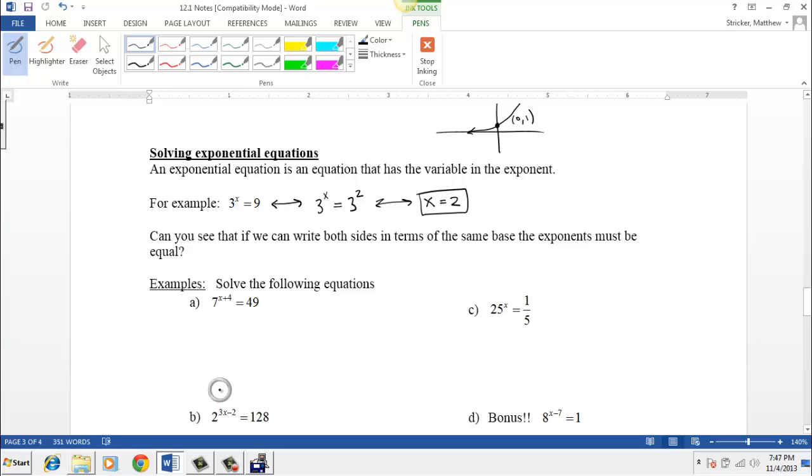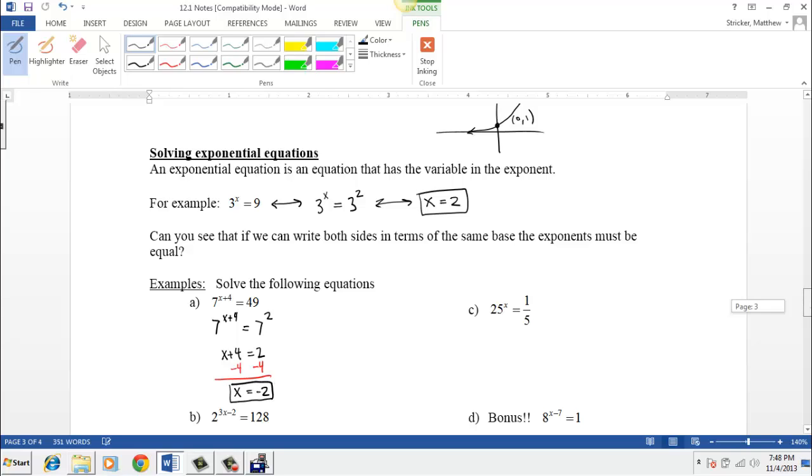For example, in example A, we have 7 to the x plus 4, and we know that 49 can be written as 7 squared. Right? 7 squared is 49, so if we can rewrite it like that, then that means that the powers have to be equal. It means that x plus 4 on the left-hand side has to be equal to 2. And if we go ahead and subtract 4 from both sides, that means that x has to be equal to negative 2.